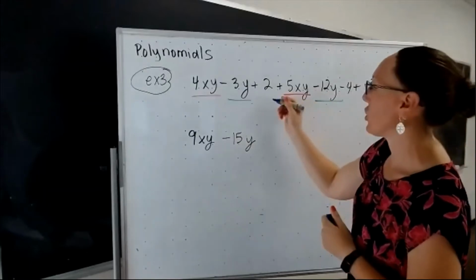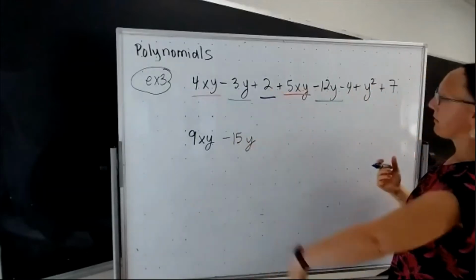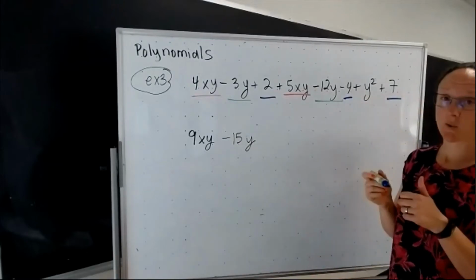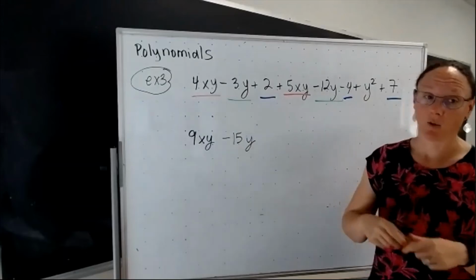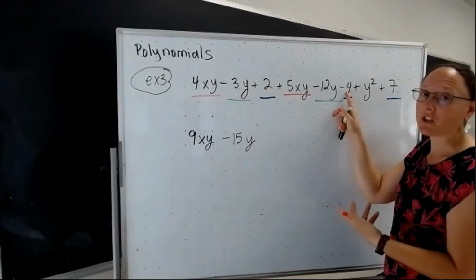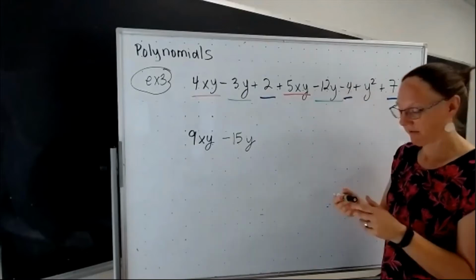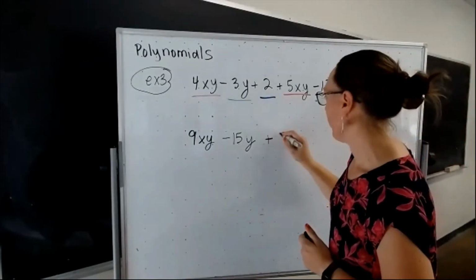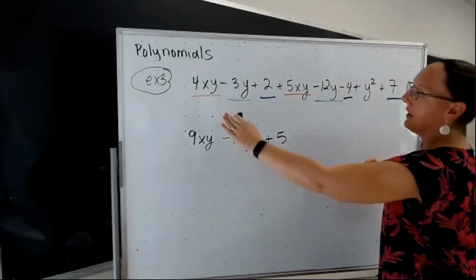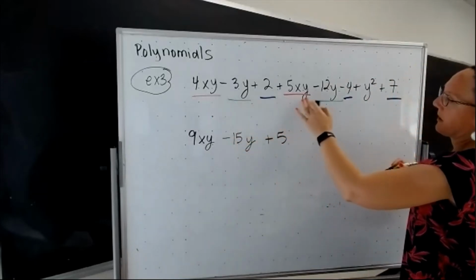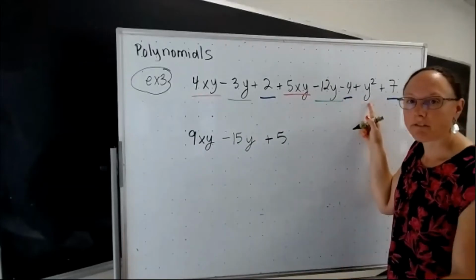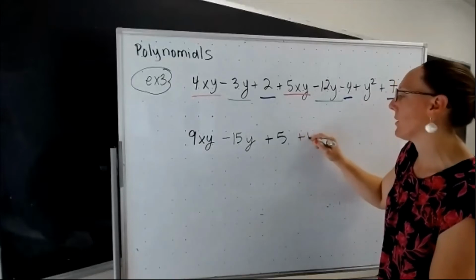Next one on my list, I've got a 2. So I'm going to be looking for anything that's a number. Well, that -4 is a number and the 7 is also a number. I'm going to put all of those together. 2 minus 4, I'm at -2, plus 7, I'm now at +5. And dealt with that term, that term. The only thing I've got left is the y squared. There's no one for him to hang out with, so we're just going to write plus y squared.